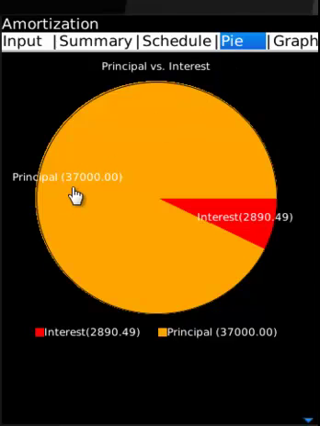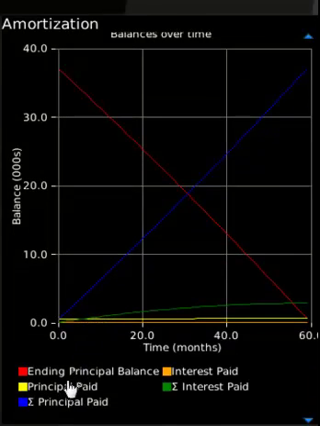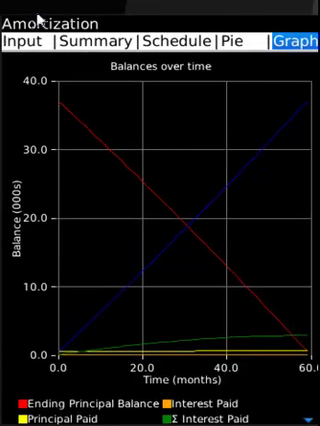This is a pie chart of the principal and the interest, and then the graph of the balances over time: ending principal balance, interest paid, principal paid, cumulative interest paid, cumulative principal paid.